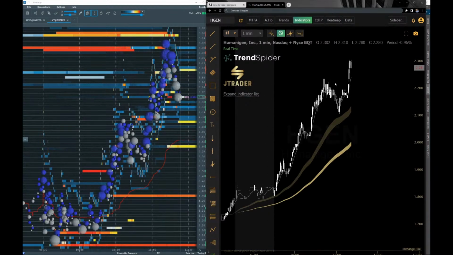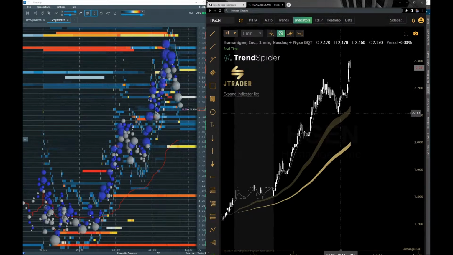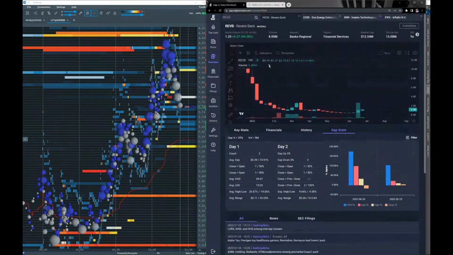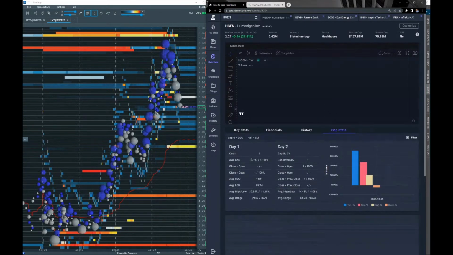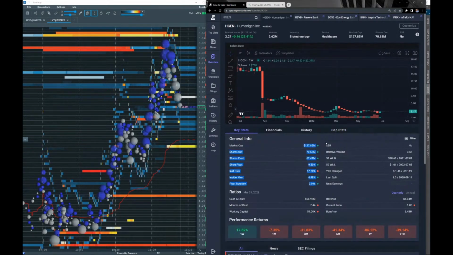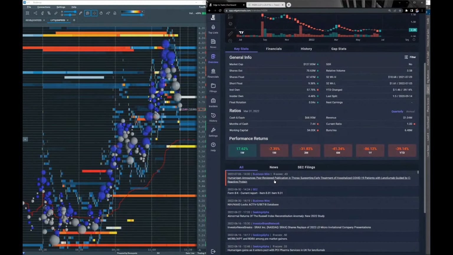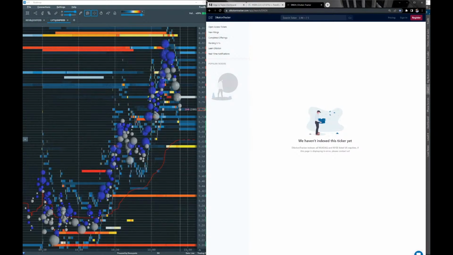This is another runner, but with very low volume. Dip over here to 2.11. Now it's 2.30. Let's check over here some stats. I traded HGEN in the past. We have a very small market cap, 57% institutional, 67 million float. Peer-reviewed publication supporting early treatment for COVID-19 patients with lenzilumab guided by C-reactive protein. So a COVID news. Want to check also if they have dilution on.